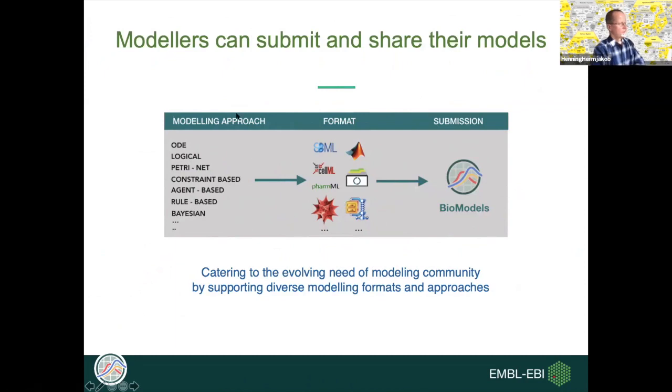We focus on, as I mentioned, the modeling approach of ordinary differential equations. There's other approaches, logical modeling, PetriNet, constraint-based, many others. And we focus on formally representing these models in the Systems Biology Markup Language, SBML community standard, and related standards. But again, there's others which we can also represent in BioModels, but we focus on SBML and related.